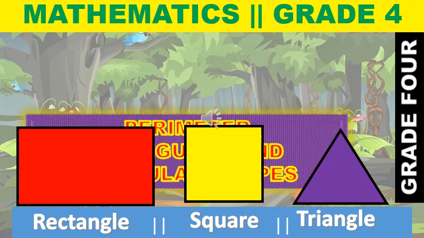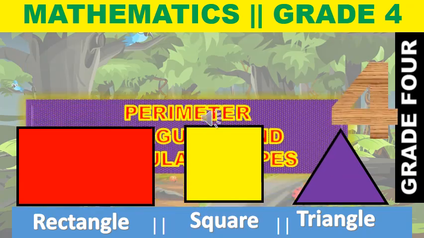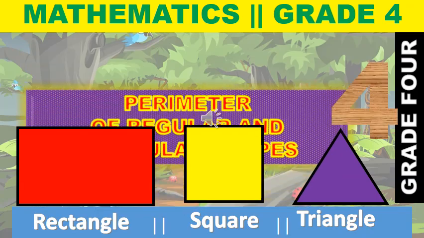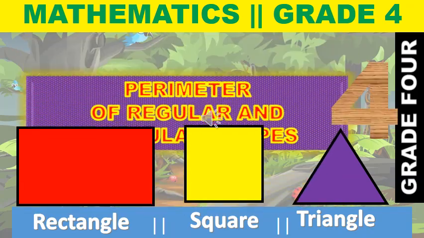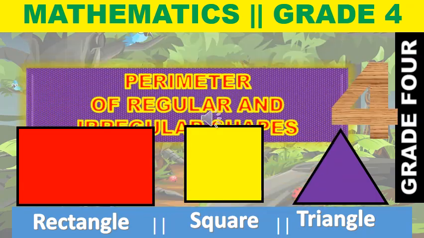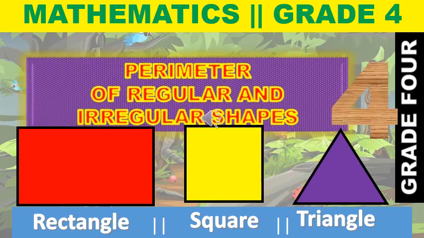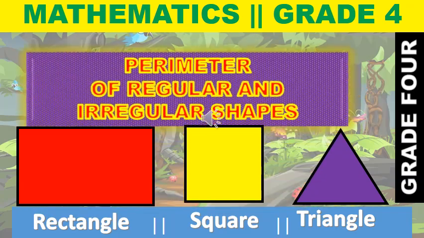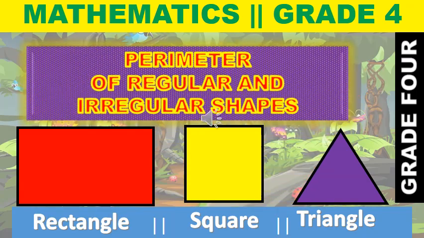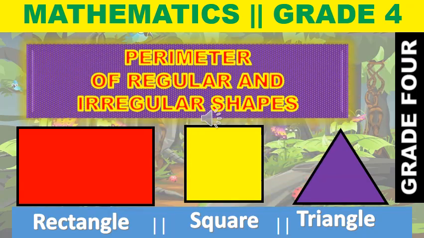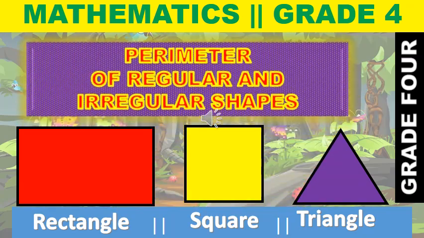The units we use to measure the length of objects and surfaces are centimeters and meters. Do you remember how to convert meters to centimeters? Convert 9 meters to centimeters.